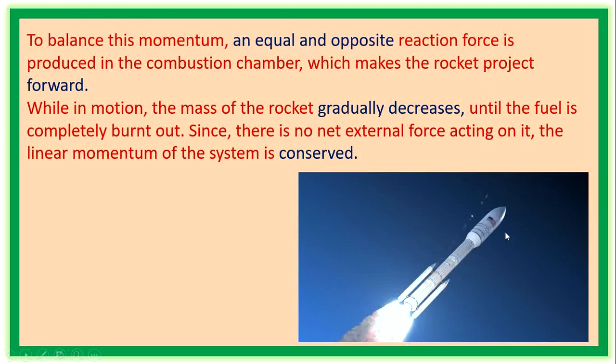While in motion, the mass of the rocket gradually decreases until the fuel is completely burnt. When the fuel is completely burnt, what happens to the mass of the rocket? The mass of the rocket gradually decreases. So, there is no net external force acting on it. The linear momentum of the system is conserved. So, what happens to the linear momentum? It is conserved.